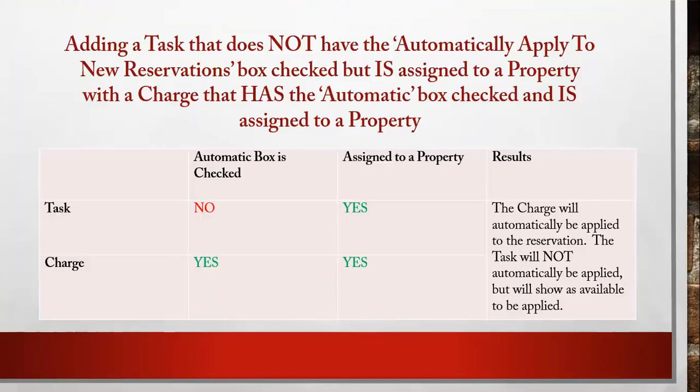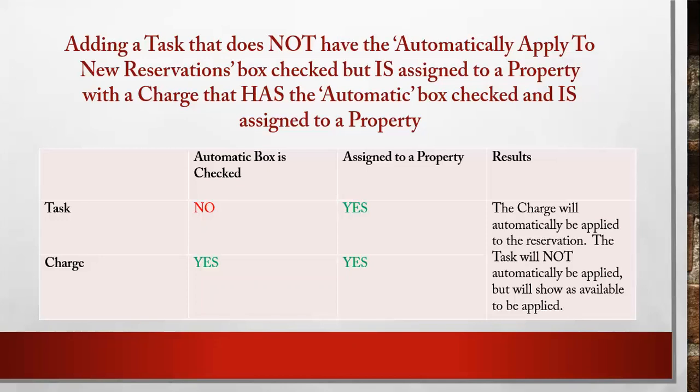This video is going to look at a task that does not have the Automatically Apply to New Reservations box checked, but is assigned to a property and has a charge that does have the automatic box checked and is assigned to a property. In this case, the charge will automatically be applied to the reservation. The task will not automatically be applied, but will show as available to be applied to the reservation manually.